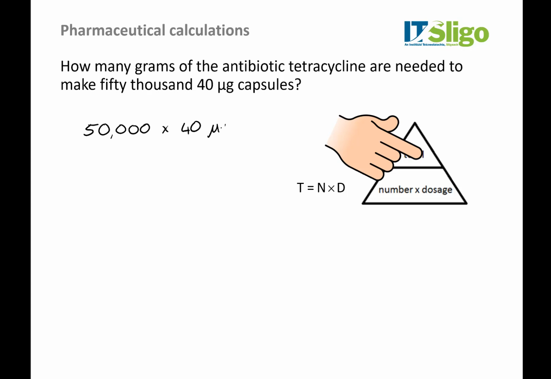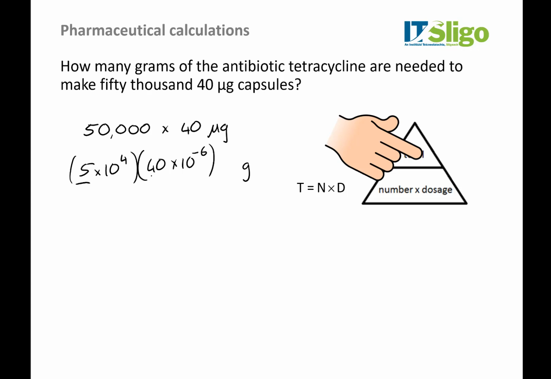By 40 micrograms. So I'm going to go to scientific notation. 5 by 10 to the power of 4. And that's multiplied by 40 by 10 to the minus 6. That's the micro. My answer is still going to be in grams, guys. The grams unit with weight.